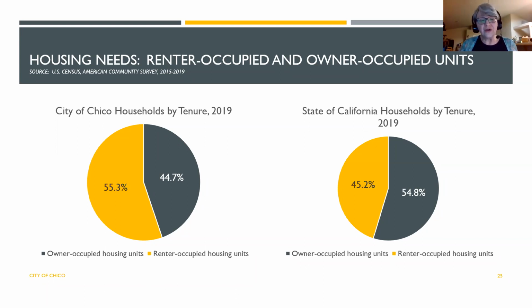So we certainly know that the student population impacts this tremendously, and this has not changed over the last few years, and certainly did not change even with the impacts of the Camp Fire, where certainly right now the vast majority of Chico households are renter occupied households.